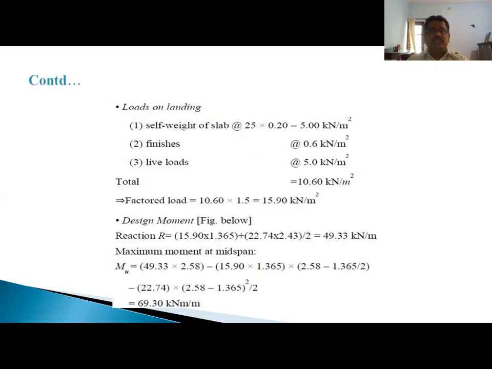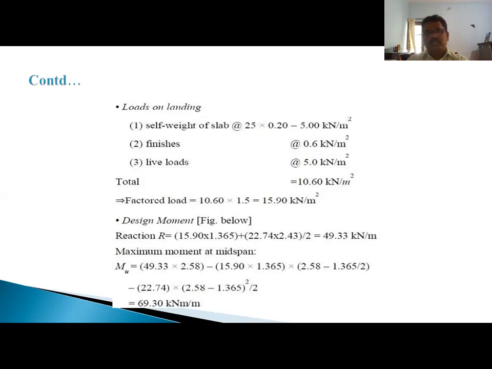So now we will calculate self weight of the slab. The thickness, we are assuming 200 mm, that is 0.2 into 25, the density of our concrete, per meter length or per meter width. It is coming around 5 kilonewton per meter square. And floor finish, of course, is given as 0.6 kilonewton per meter square, and also live load is 5 kilonewton per meter square for both landing as well as our flights. So therefore, total load is coming around 10.60 kilonewton per meter square. Factored load is 10.60 into 1.5, will get 15.90 kilonewton per meter square.